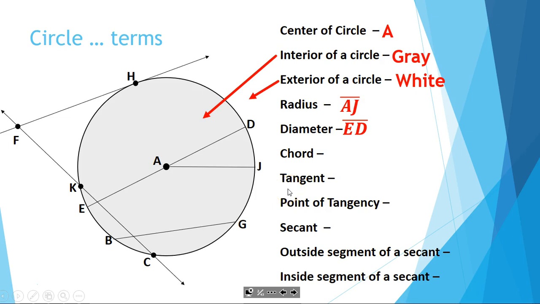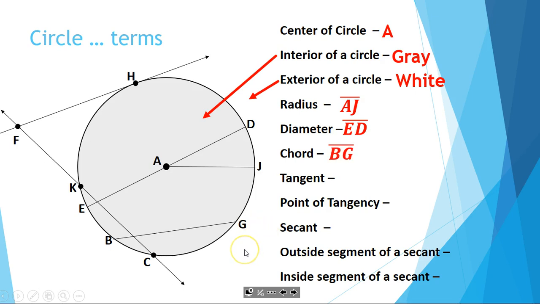We have 3 chords in this drawing, and a chord, again, I just said what it was. It's a segment whose endpoints are on the circle. So we have ED, that is the diameter, but again, I want to know the one that's just a chord. We have another one over here, KC, that with a segment symbol over it could be the chord, but the one that is a chord only is right here. It's BG, and that's the one we're going to refer to.